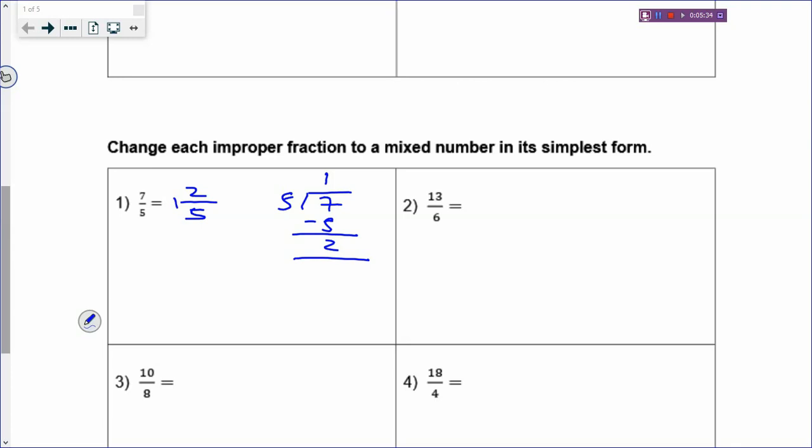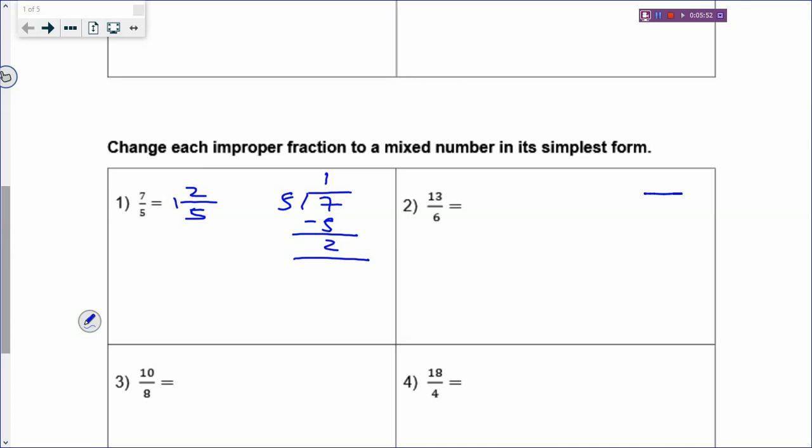And is it the simplest form? Yes. How do you know that? You take 2/5. Can you divide both numbers by 2? Cannot, right? Can you divide by 3? Also cannot. Divide by 5? Also cannot. So that is your simplest form already. Okay? Alright, how about 13 over 6?